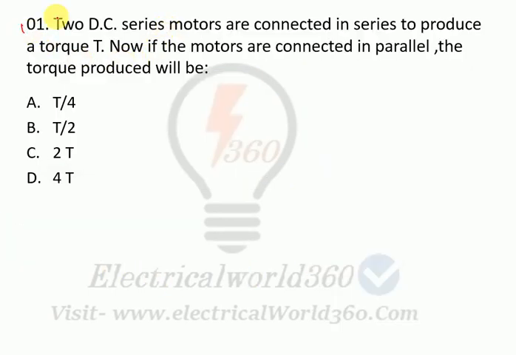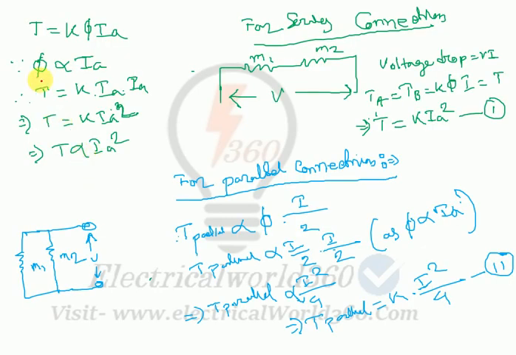This is question number 1. Two DC series motors are connected in series to produce torque T. Now if the motors are connected in parallel, the torque produced will be T by 4, T by 2, 2T, or 4T. In this case, as we know, for DC motors, torque equals K theta Ia.